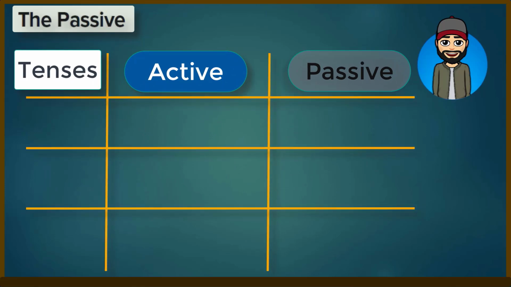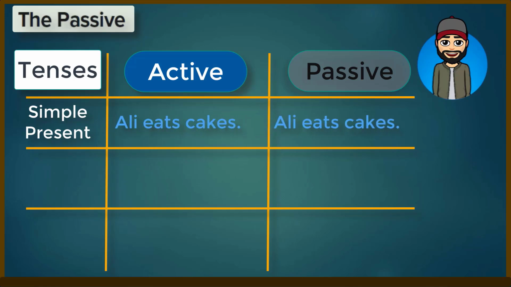Now here are some of the tenses that you can change to passive. هنا بعض الأزمنة التي يمكن تحويلها إلى المبني للمجهول. Simple present المضارع البسيط. Ali eats cakes. Now when we change it to passive, we take out Ali, then we put the object at the beginning. عند التحويل إلى المبني للمجهول نبعد الفاعل وهو علي ثم نأتي بالمفعول به ونضعه في المقدمة. Then we say cakes are eaten.